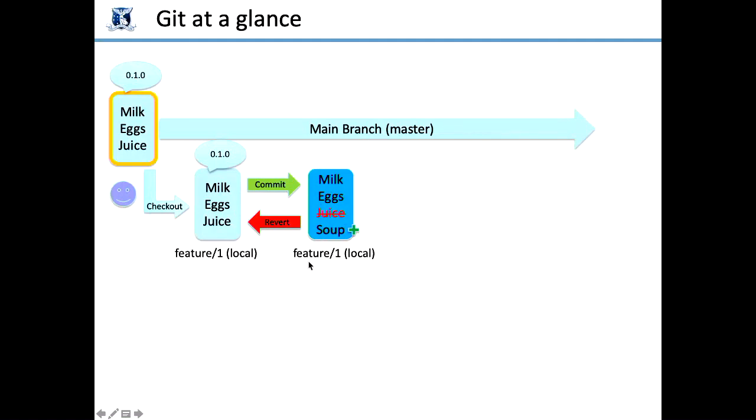Then at this time, he has two choices. One is commit, so commit the change and save the change, or he can revert back to the original state. So this user decided to commit the change. So the feature branch, the local branch, became milk, egg, and soup. Then he pushed to the remote. So the remote has the same branch, which has the milk, egg, and soup in the shopping list.